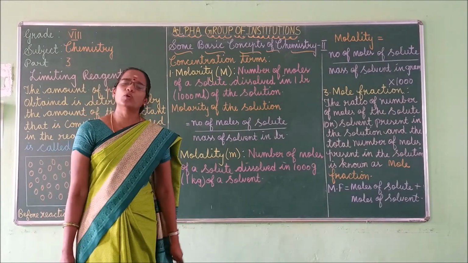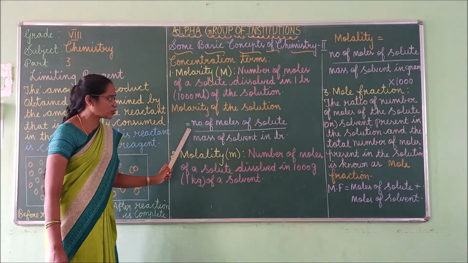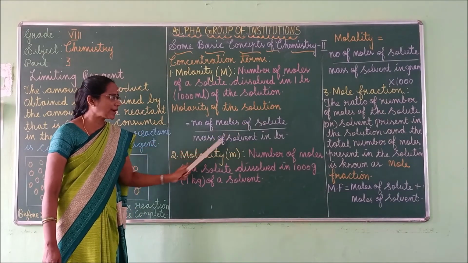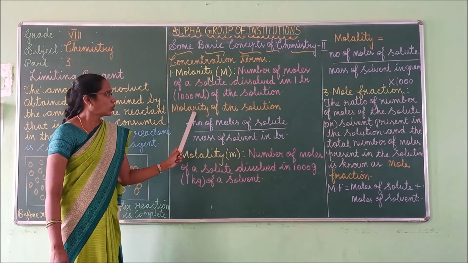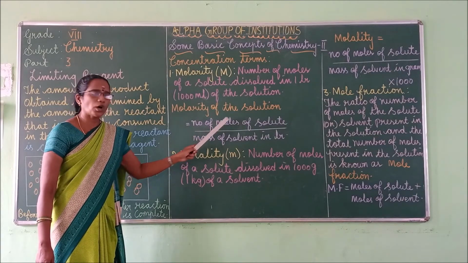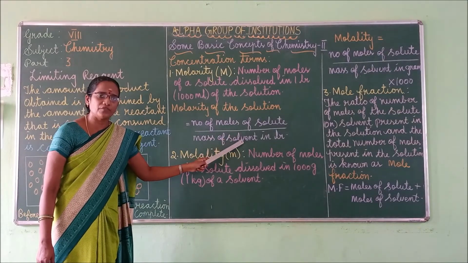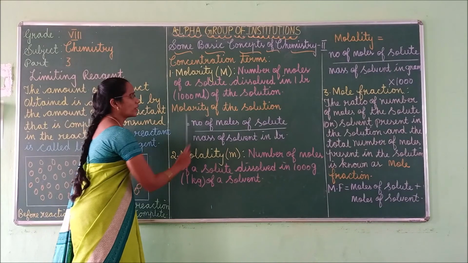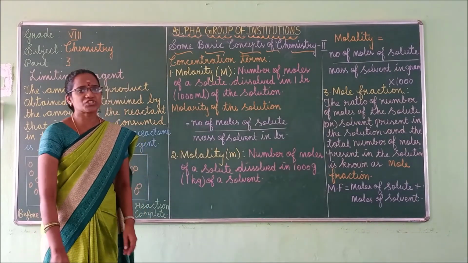To calculate the molarity of the solution, molarity is equal to the number of moles of solute divided by the volume of solution in liters, that is, in 1000 ml or 1 liter. This formula we have to use to calculate the molarity of the solution.